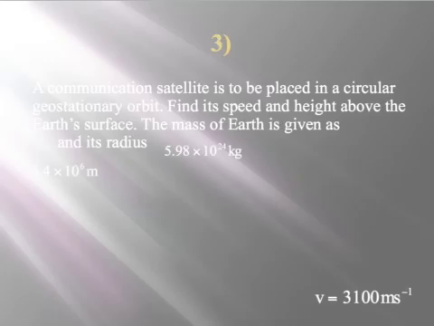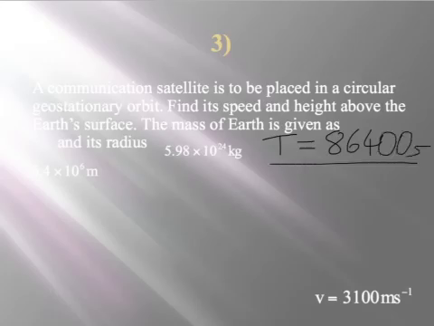Okay, question 3. A communication satellite is to be placed in a circular geostationary orbit. Find its speed and height above the Earth's surface. The mass of the Earth is given, and so is the radius, as it was before. Now, to do this, the first thing to realize is the period of that satellite in that geostationary orbit must be 86,400 seconds, because that's 1 day. It takes 1 day to go around. That way it will stay exactly above the same point on the Earth's surface all the time.